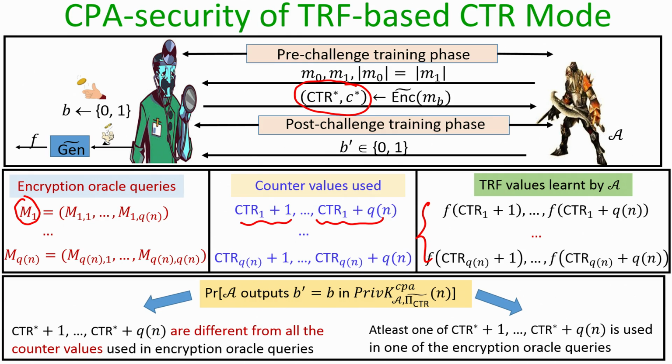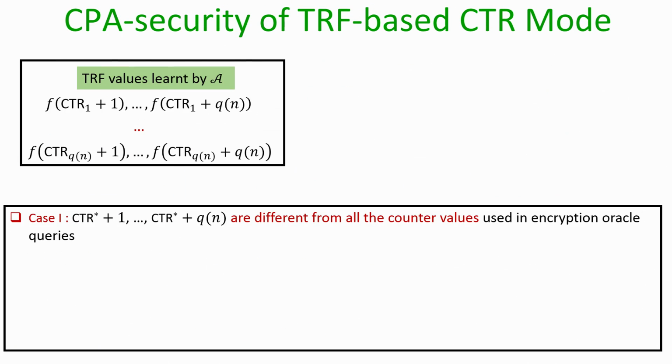And the second event is when the counter values which are used to prepare the challenge ciphertext overlap, or get repeated, in at least one of the instances of the encryption oracle queries, namely the counter values used to prepare the challenge ciphertext overlap with the counter values which have been used to respond to the adversary's encryption oracle queries. So, these are the two separate cases, and let us take the first case and try to analyze the probability that in that case the adversary is able to win the CPA game, right.